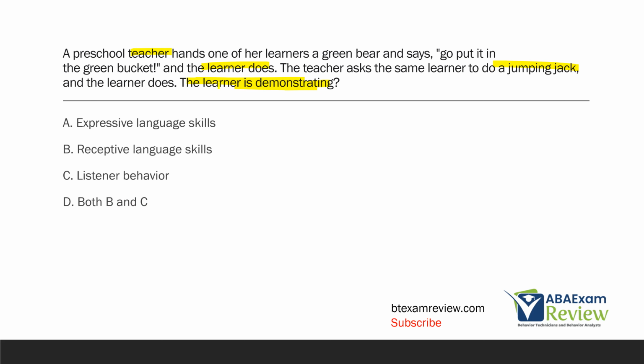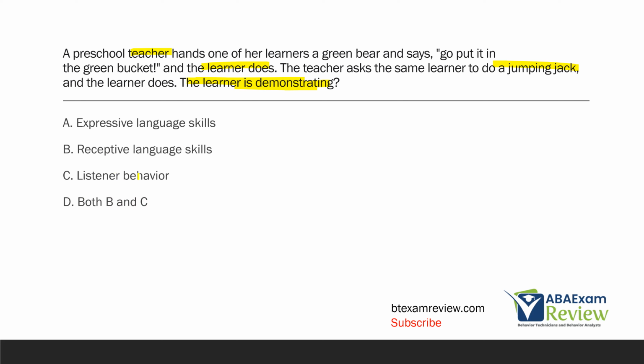What are they demonstrating? A, expressive language skills. What is the difference between expressive and receptive language skills? Expressive language is what I'm doing right now. I'm communicating. I'm talking. Receptive language is what this learner is doing. They're following instructions, meaning they're hearing what someone is saying and they're responding to it. That is receptive language. Now, B is obviously our right answer, right? Receptive language.